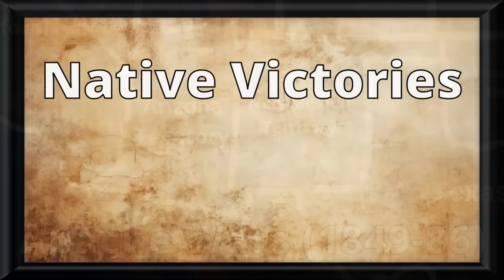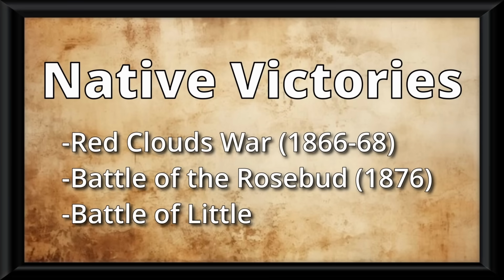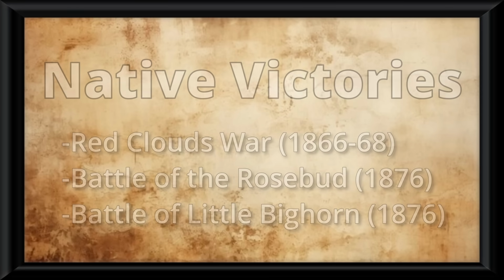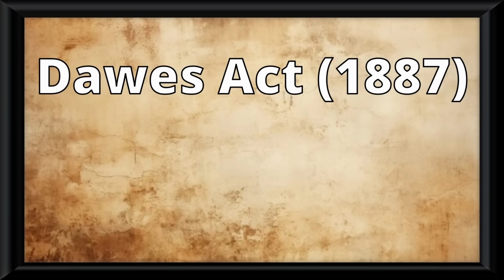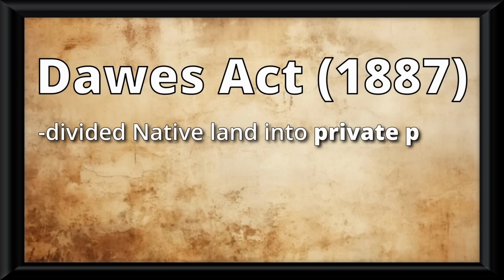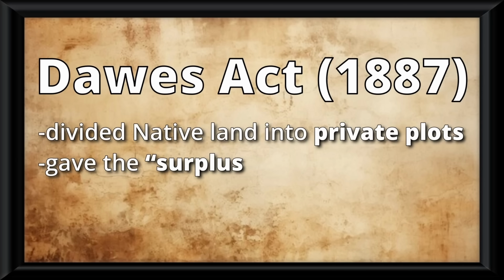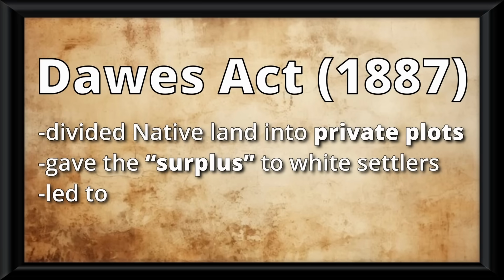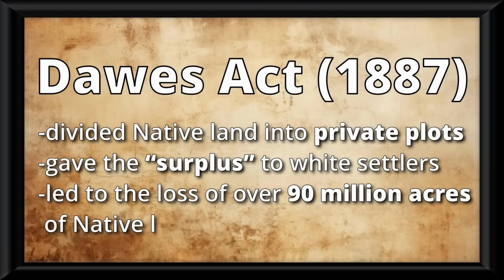Now there were Native victories too, like the Sioux Wars and the Battle of Little Bighorn, but those wins were temporary. Everything came crashing down with the Dawes Act in 1887. This divided Native land into private plots, giving the "surplus" to white settlers. This led to the loss of over 90 million acres of Native land.